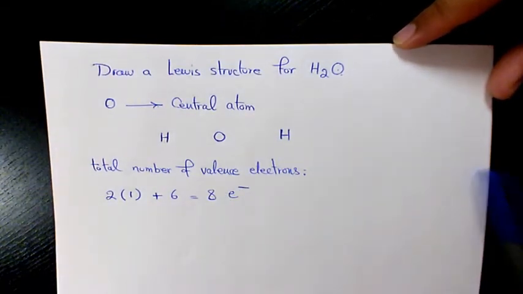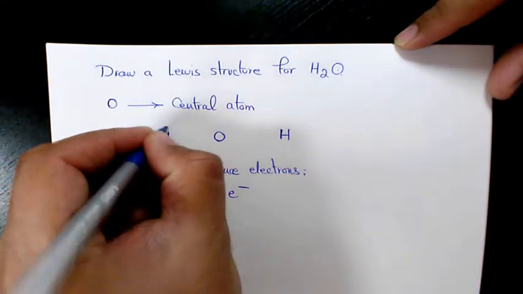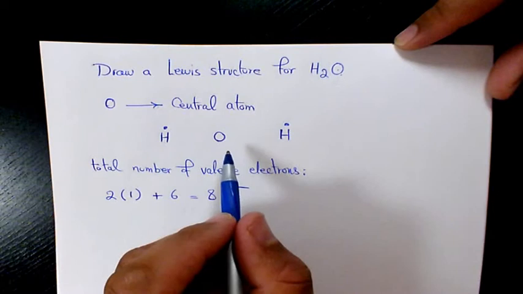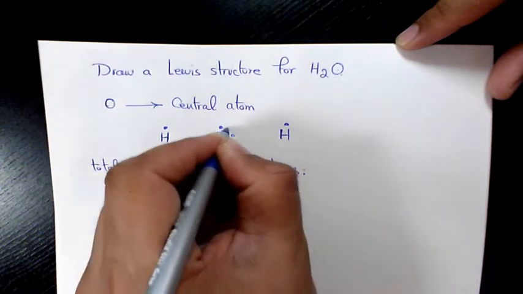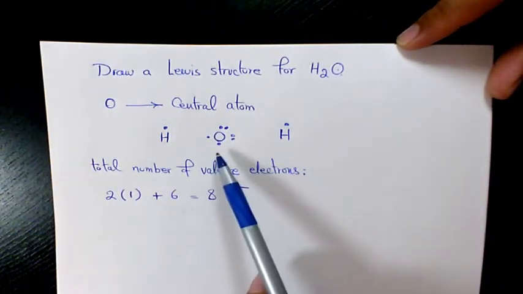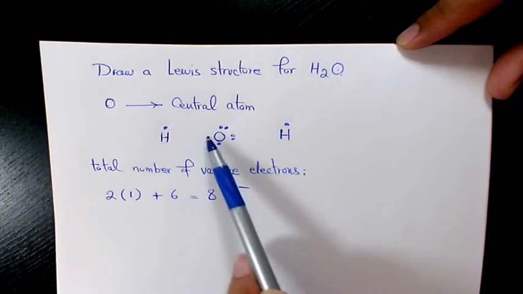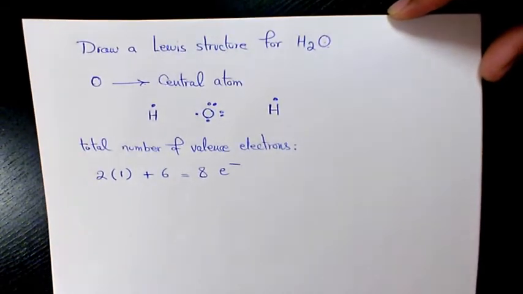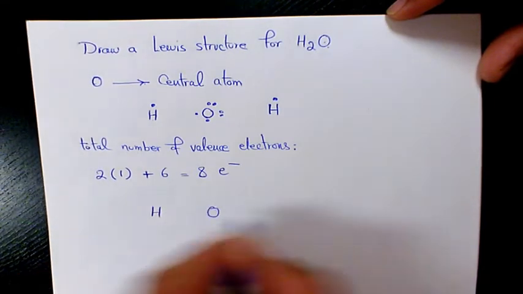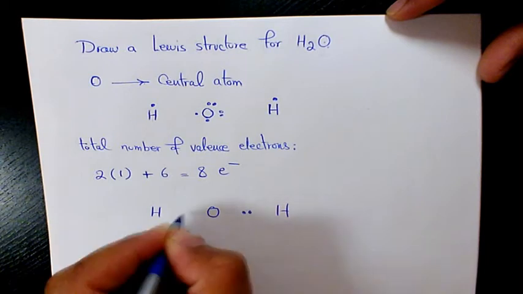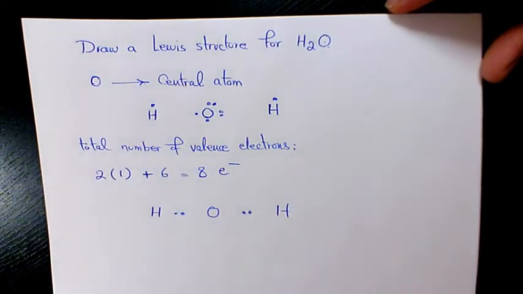And here I need to mention that the Lewis structure for hydrogen is like that, and oxygen has 6 valence electrons. 1, 2, 3, 4, 5, 6. So the bonding capacity of oxygen is 2, as you see here. So now what we can do, we need to place one pair of electrons between each adjacent pair of atoms. So place a pair of electrons.